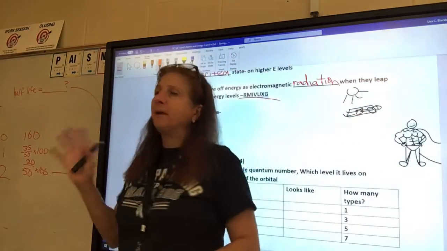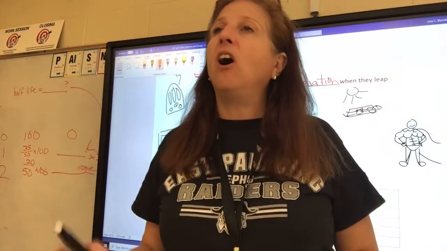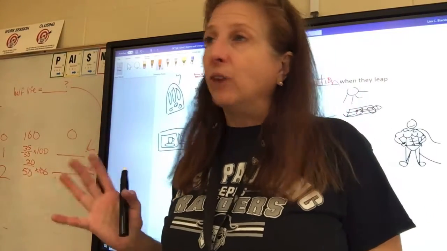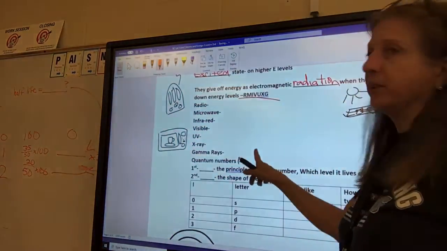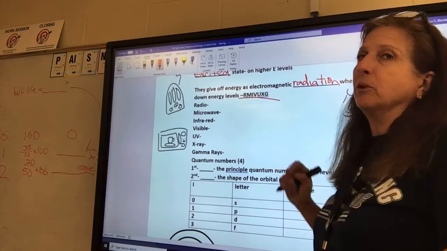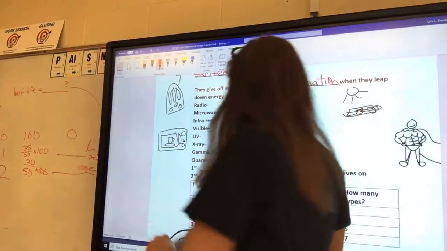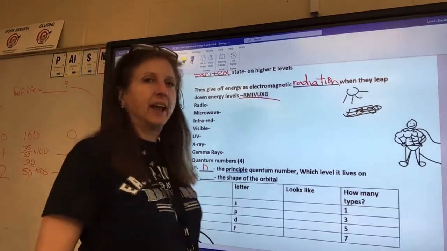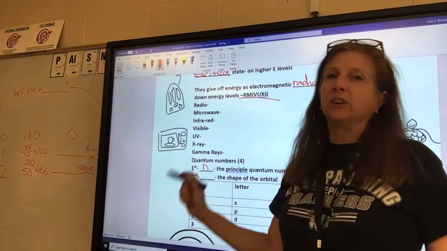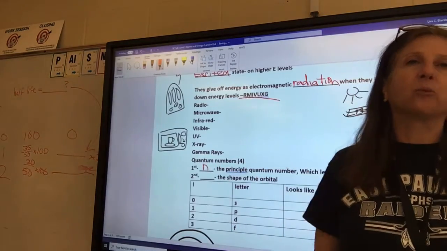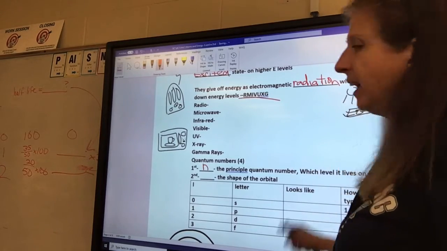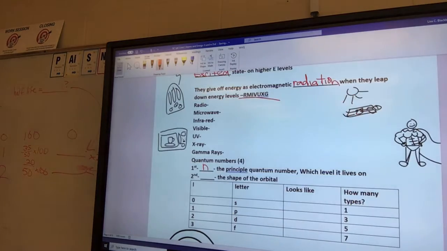Now, what makes this confusing is they call things more than one name. Why don't they just call it one thing? I don't know, but they do. The first quantum number is called the first quantum number. It's also called the principal quantum number, and it's signified by a lowercase letter n. That makes no sense because a lowercase n stands for neutron, but it also stands for the first part of the electron's address, called the principal quantum number. And it's telling which level it lives on.